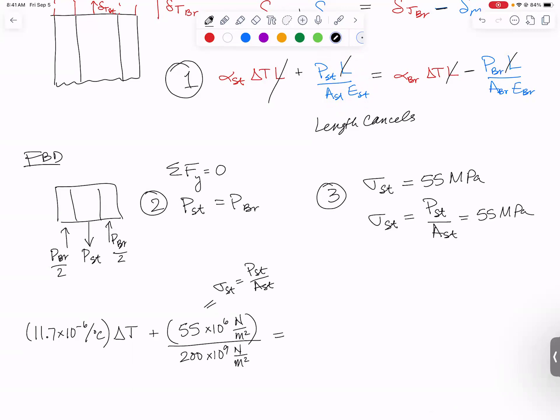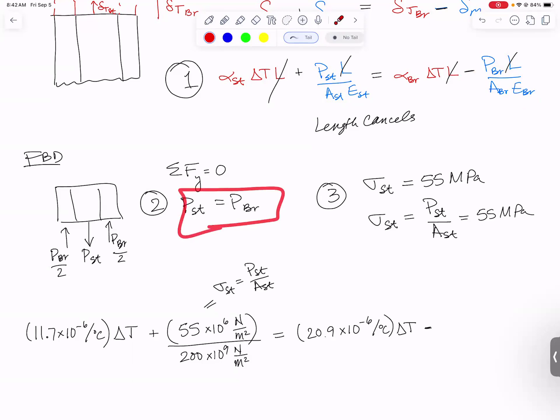On the right-hand side, I need the coefficient of thermal expansion for the brass, which was 20.9 times 10 to the minus 6th per degree C, delta T that I don't know, and then I need to subtract from it. I don't know P in the brass, but I do know that P in the brass is equal to P in the steel. Do I know P in the steel? I can find it probably using this equation.